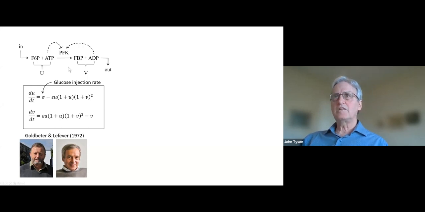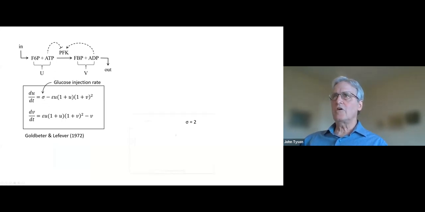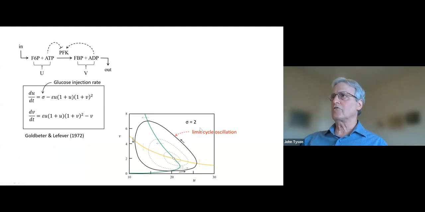And the complicated dynamics of this enzyme reduce to a pair of nonlinear ordinary differential equations for U and V. The glucose injection rate is the parameter sigma. They solve these differential equations for a certain value of sigma, say sigma equal 2, and they find in the phase space, the state space, a closed orbit, which is called a limit cycle oscillation, and it represents the spontaneous sustained oscillations in NADH fluorescence.